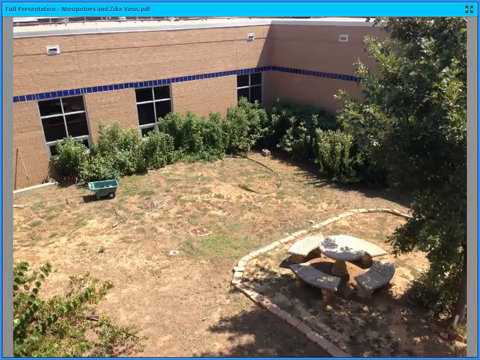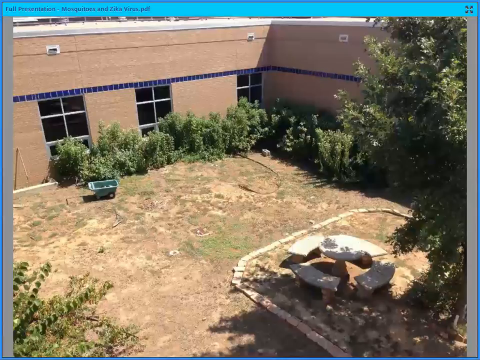Now, I don't know what your school campus looks like, but this is a school campus I visited not too long ago, and we were actually up on the roof and looking down and kind of getting a different bird's eye view of the campus.